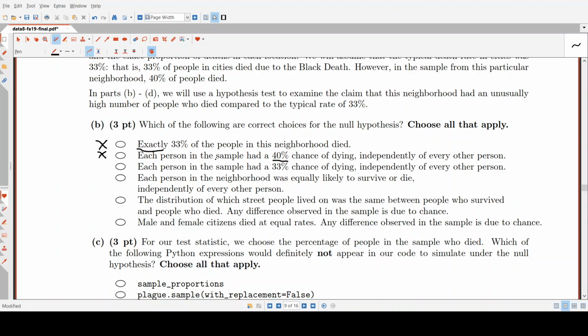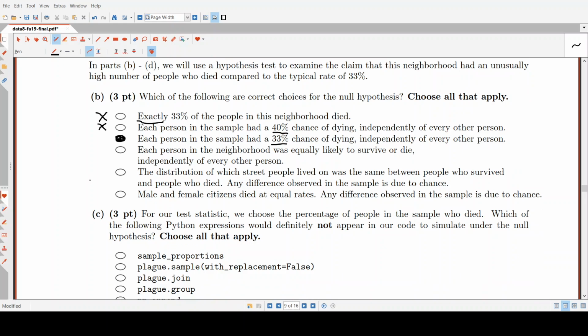Third one, each person in the sample has a 33% chance of dying, independent of every other person. So this is correct, because it gives an accurate model, which is 33% chance of dying, and because it tells us it's independent, that tells us how to simulate this null hypothesis. Okay, the next one is that each person is equally likely to survive or die, independent of every other person. That's not true, because equally likely means 50%, but we know that the death rate was not 50%.